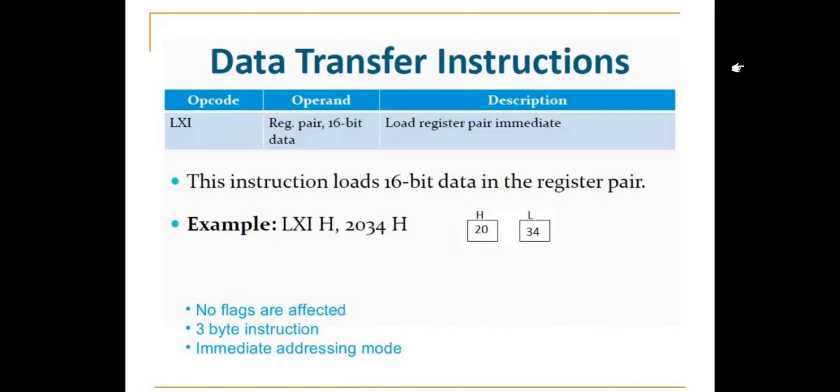So here I've indirectly mentioned the HL pair. I'm splitting 20 and 34. 20 will be stored in the H register, and 34 will be loaded into the L register. This is what is happening here. And since it is a 16-bit register, 16-bit data, we say it is a 3-byte instruction. And since the word I is used and we have mentioned the data itself, this is called an immediate addressing mode type.